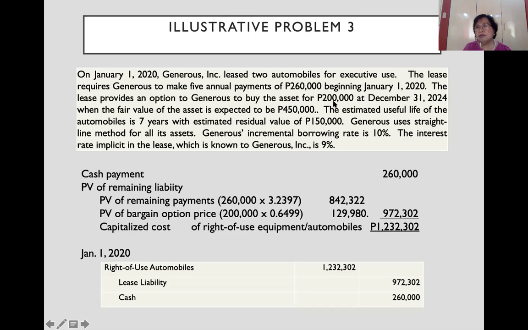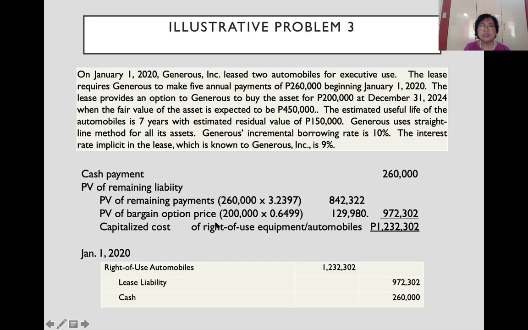So, if at the end of the lease term, Generous would pay $200,000, then the title to the asset will be transferred from the lessor to Generous, such that Generous can use the asset for the entire useful life of 7 years. We are assuming in this case, in our solution, that as early as the commencement, it is already reasonably certain that Generous would exercise the purchase option.